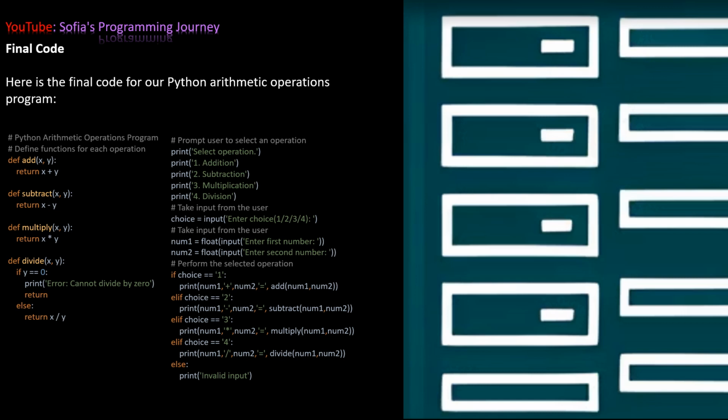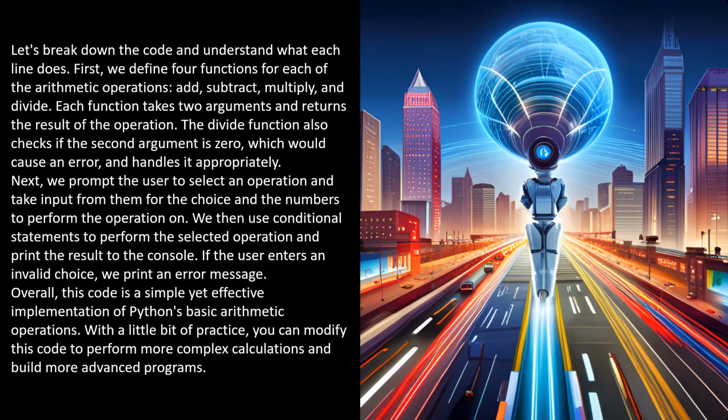Here is the final code for our Python arithmetic operations program. Let's break down the code and understand what each line does. First, we define 4 functions for each of the arithmetic operations: add, subtract, multiply, and divide. Each function takes 2 arguments and returns the result of the operation. The divide function also checks if the second argument is 0, which would cause an error, and handles it appropriately.